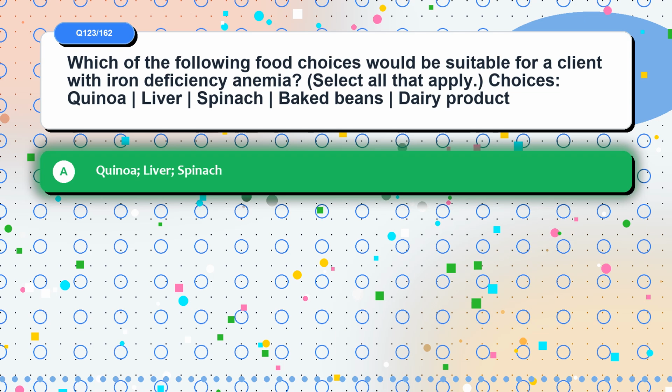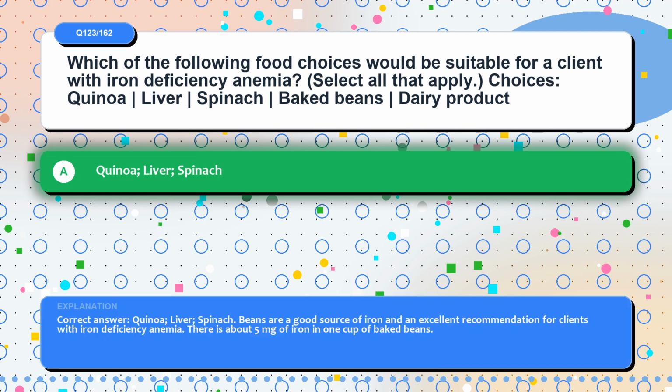The correct answer is option A. Quinoa, liver, spinach. Correct answer. Beans are a good source of iron and an excellent recommendation for clients with iron deficiency anemia. There is about 5 mg of iron in 1 cup of baked beans.